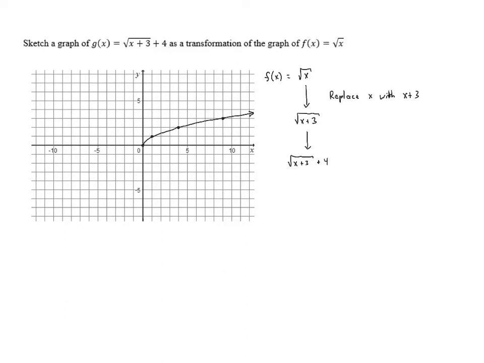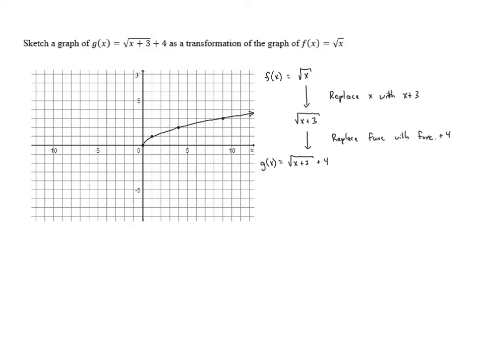And so we replace our function with the function plus 4. And that gives us our g of x equals the square root of x plus 3 plus 4.